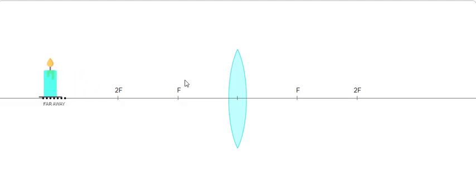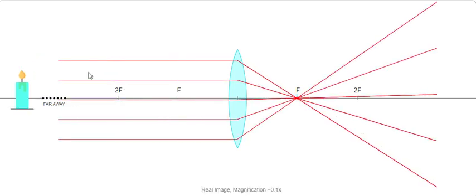It is far away over here. So we can see, since the object is at infinity, the rays travel parallel to the principal axis, as you can see, and then converge at the focus, and an image gets formed over here. What's the nature of the image? As you can see at the bottom of the screen, it's a real image. Magnification is minus 0.1x.